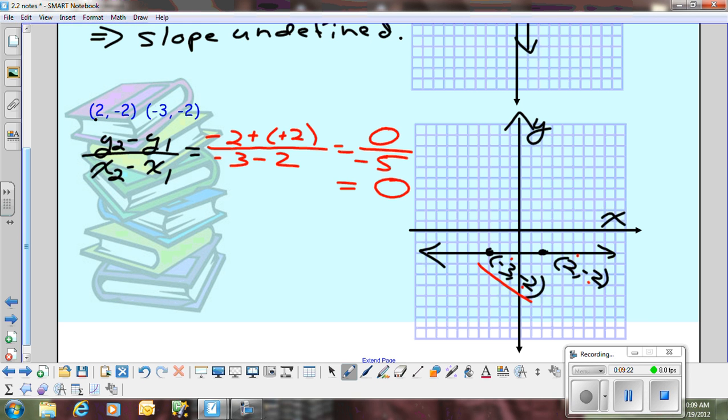Why isn't it undefined? Horizontal. It's a horizontal line. If it's horizontal, your slope is 0. If you already know that's a horizontal line, you still have to do the work. We just put 0. For today's assignment, you won't be looking at a picture, you'll be looking at numbers, but you can tell from the numbers. You need to show me the work on the numbers.